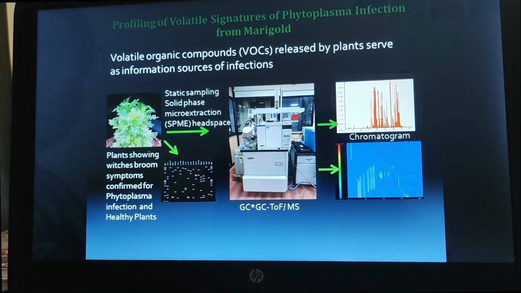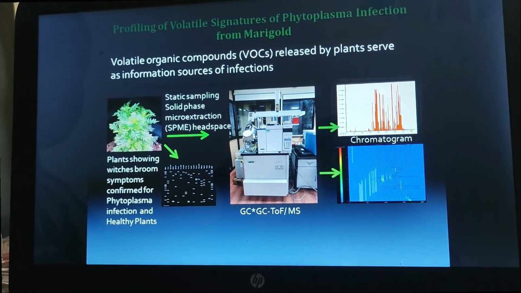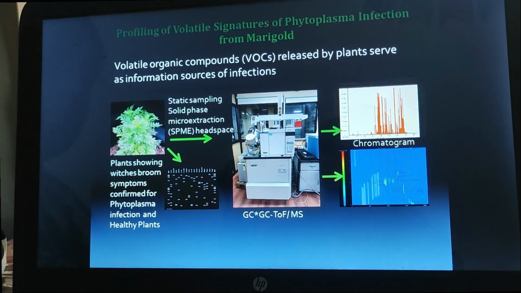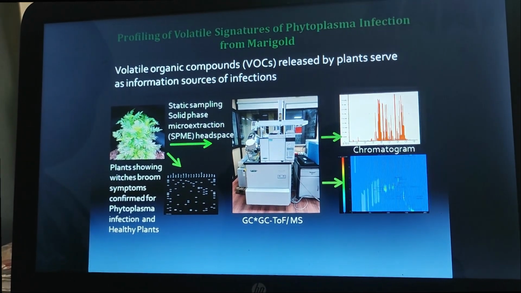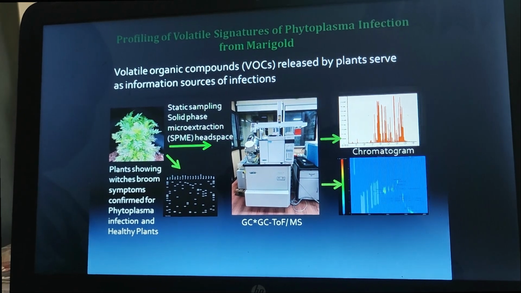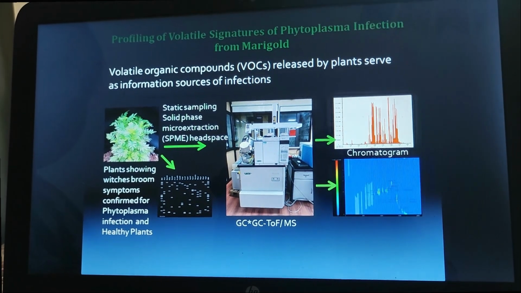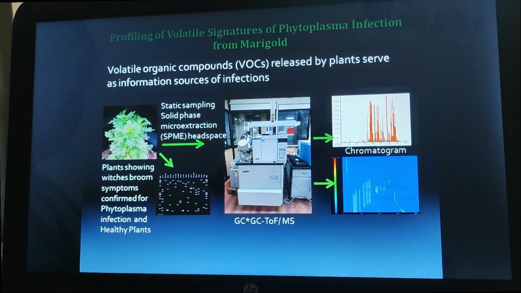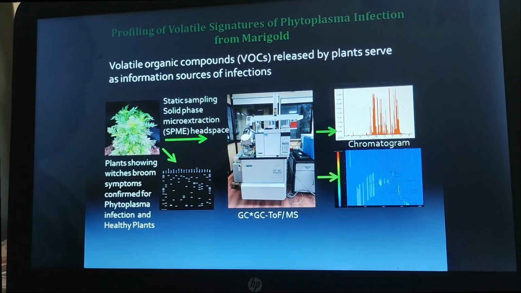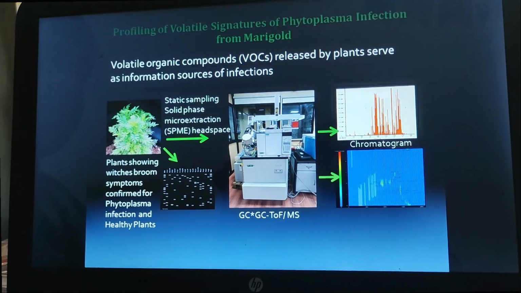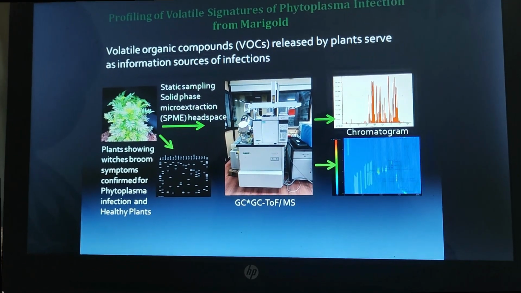So to explore the profile and the release dynamics of volatile organic compounds in Phytoplasma infected plants, we collected Phytoplasma infected, fully grown plants before the flowering stage, confirmed for Phytoplasma infection, and healthy plants which were confirmed negative for Phytoplasma infection were taken, and the scope for other infections was also eliminated, and static sampling was done through solid phase micro extraction, headspace GC vials, and the further analysis was done through a predetermined protocol using GC TOF-MS.